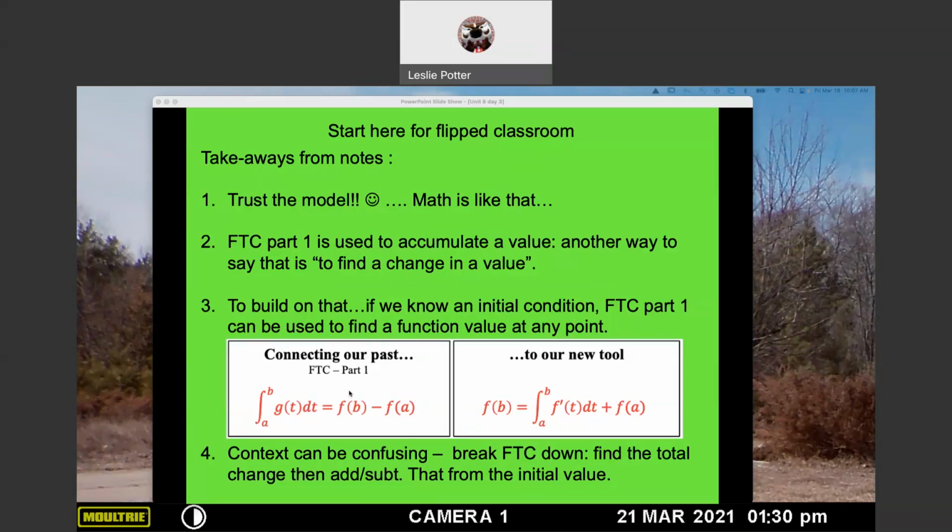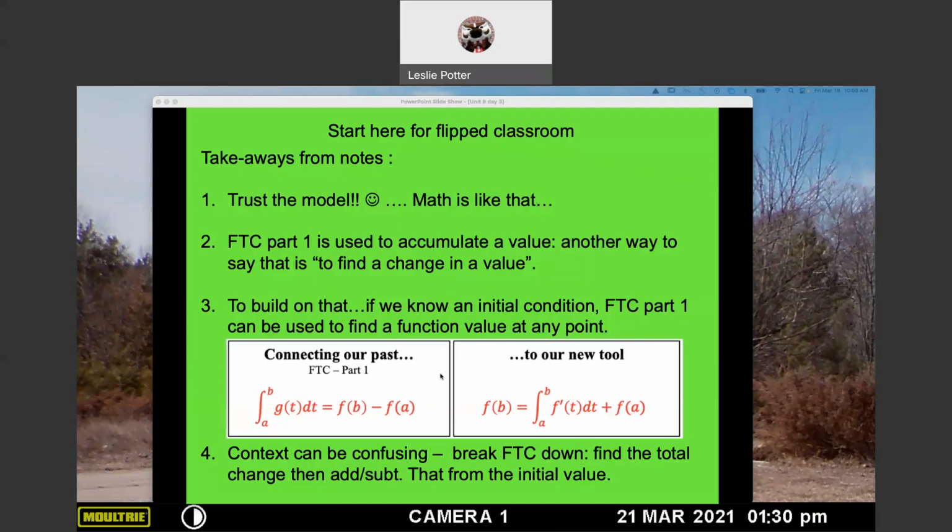And so we're going to build on that. The initial condition is represented here by the A value. This is where we start. This is where we end, lower bound, upper bound. So this is our initial condition. If we know the initial condition, then we can use that fundamental theorem to find the final value. All we're doing algebraically is taking that f of a and bringing it to the other side, adding it to the other side.